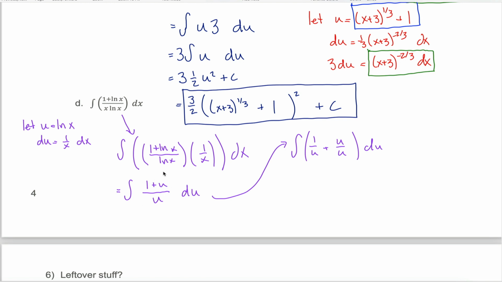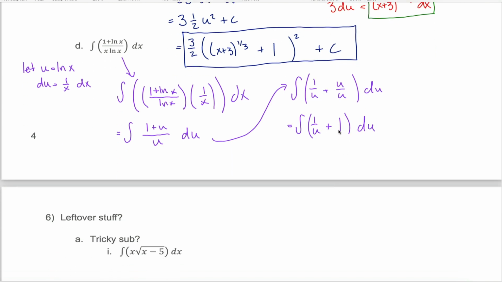I don't know what the antiderivative of this is, but I think I do know what the antiderivative of this is. Because look, I've got the antiderivative of 1 over u, I'm good with that, and then u divided by u is just 1, I'm good with that. I could take the antiderivative of 1 over u plus 1. The antiderivative of 1 over u is the natural log of the absolute value of u, and the antiderivative of 1 is just u. So I get the natural log of the absolute value of u plus u plus c.